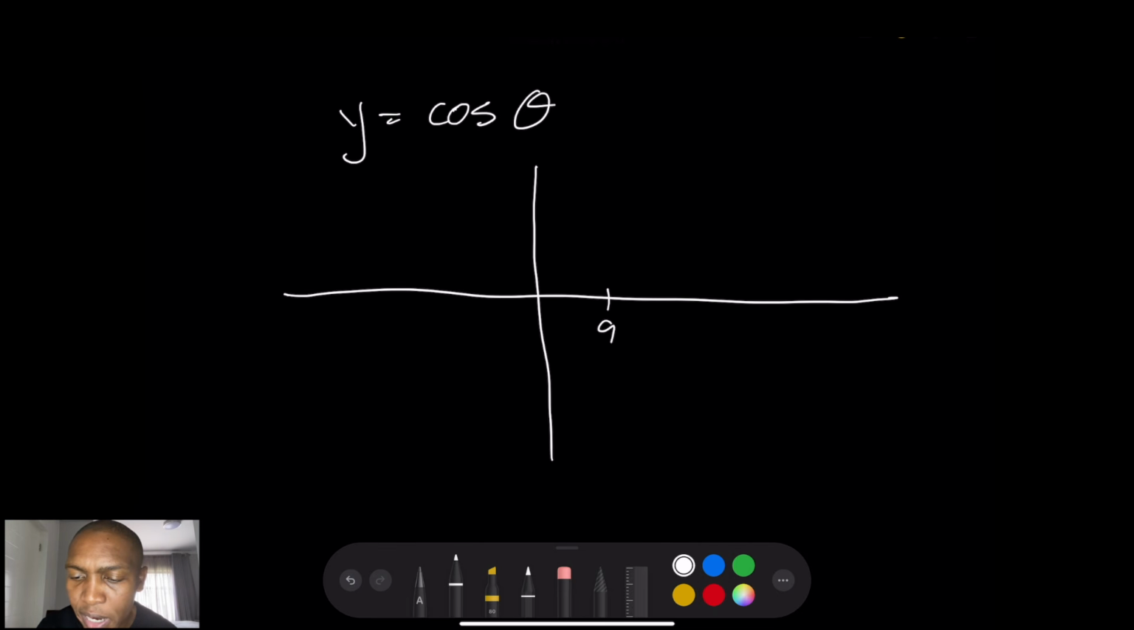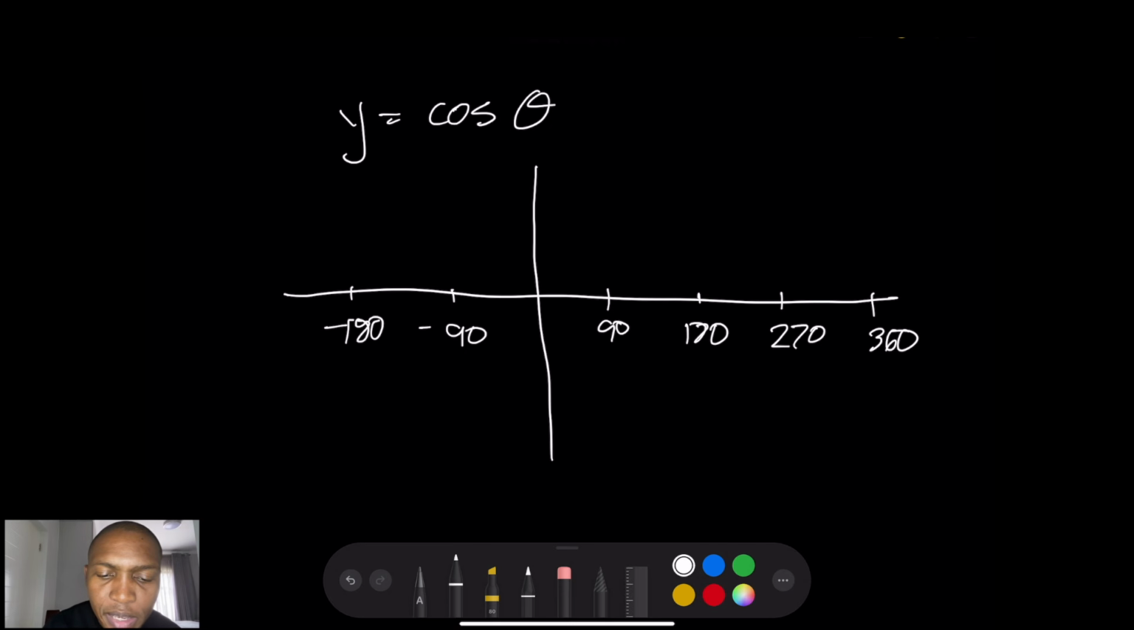In this case, I'm going to have 90, 180, 270 and 360, and of course I'm going to do the same on this side: minus 90, minus 180, minus 270, and let me extend this a little, and this is going to be minus 360. Unlike the sine graph that starts at 0, the cos graph starts at 1. That's if the amplitude is 1.